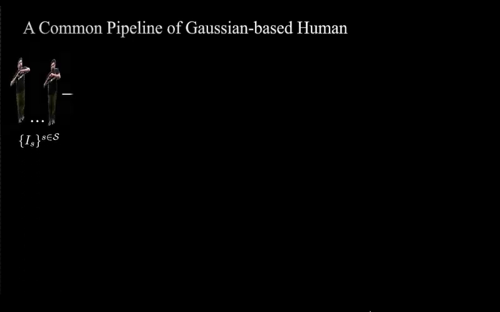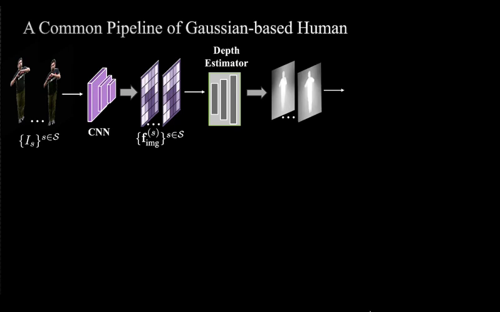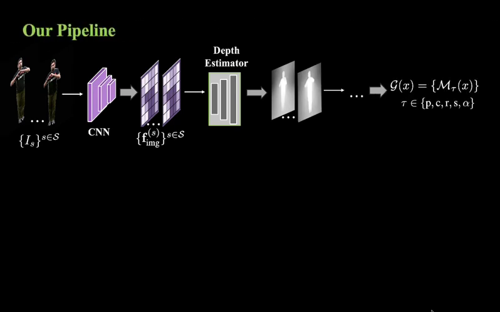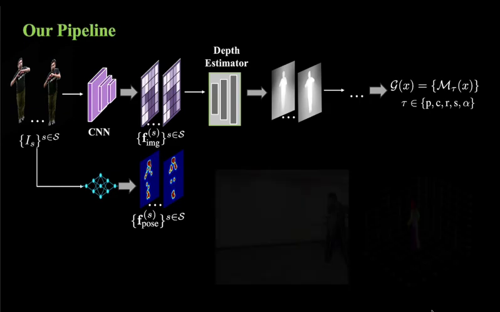Traditional Gaussian-based human modeling starts with multi-view images. A network first extracts features, followed by depth estimation, which then produces Gaussian parameters for 3D splatting. Our pipeline introduces a dedicated pose stream, where color images are fed into a pose estimator to extract human poses.